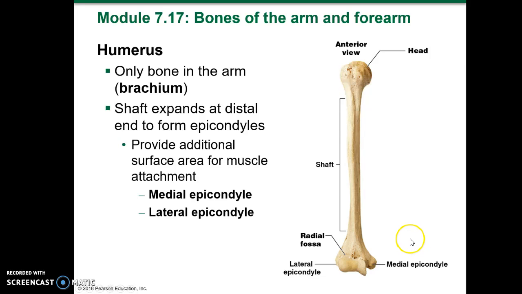Looking closer at the humerus, it's the only bone in the arm, also called the brachium. The shaft expands at the distal end to form the epicondyles, and these provide additional surface area for muscle attachment. So you have the medial epicondyle, you see in this picture at your right, and the lateral epicondyle.